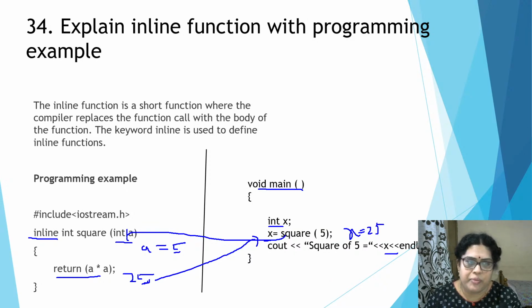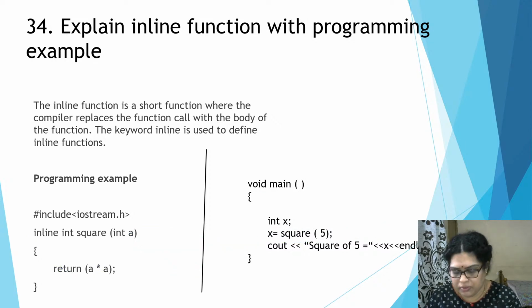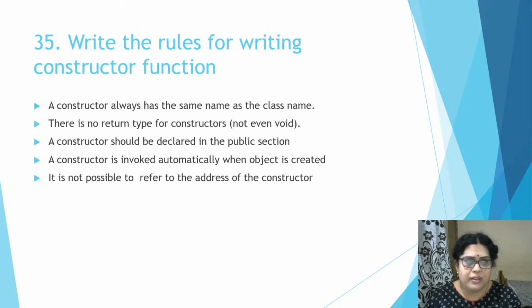So here what is happening is, when inline int square int is called, this particular code is directly executed through the inline function. So this is also easy, study that, and this is one of the simplest questions.